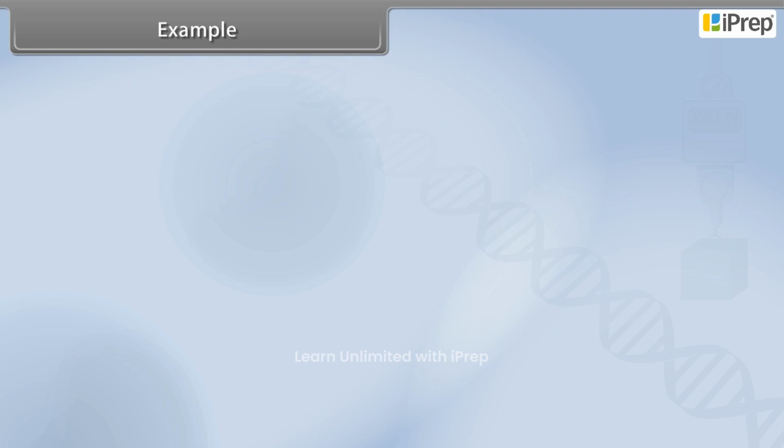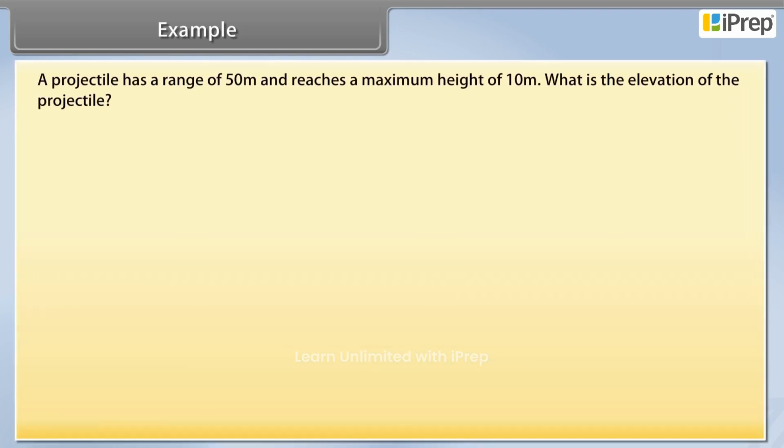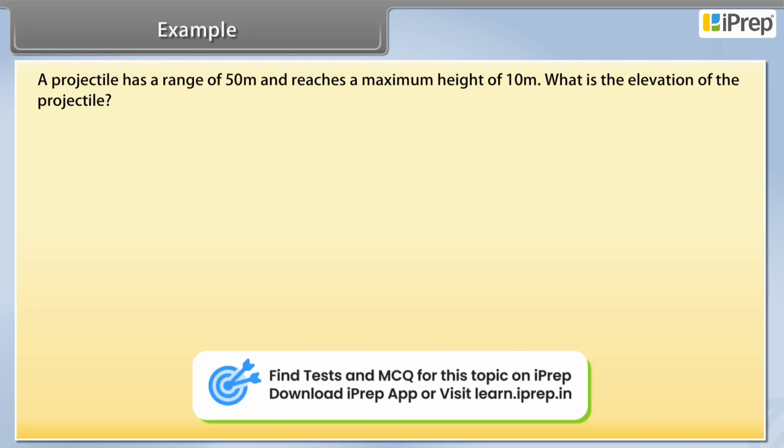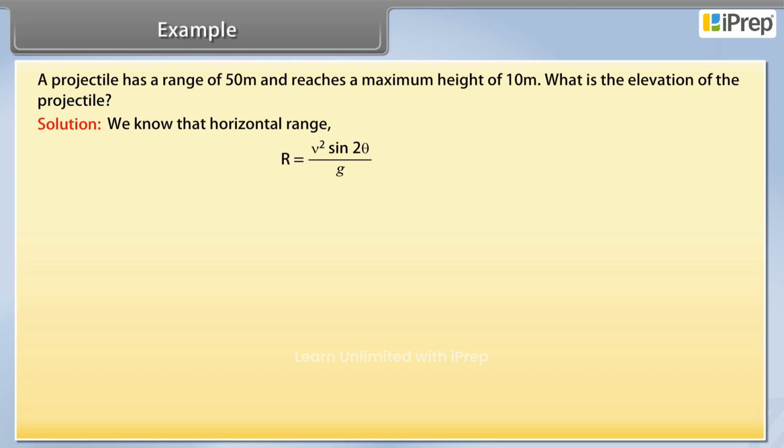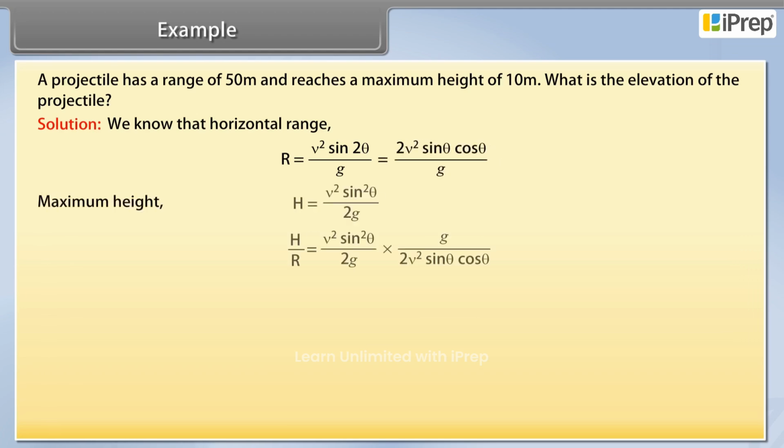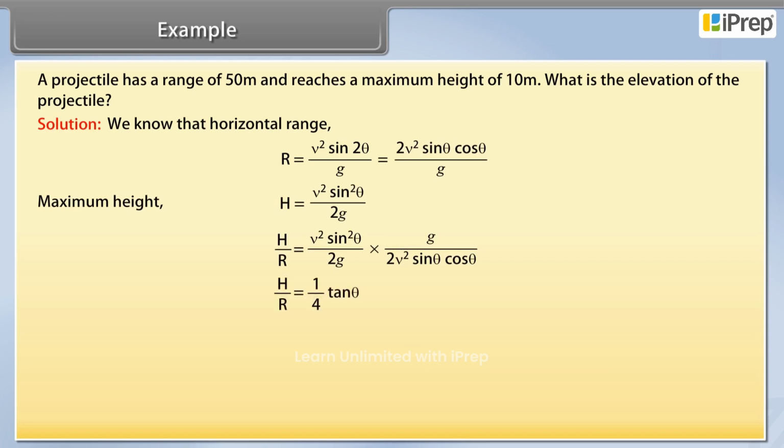Example. Let's take an example of projectile motion. A projectile has a range of 50 meter and reaches a maximum height of 10 meter. What is the elevation of the projectile? Let's see the solution. We know that horizontal range is equal to the product of v squared and sin 2θ divided by g. We derive the relation between height and range, given by h upon R is equal to 1 by 4 tan θ. On calculating this equation, we get the value of θ equal to 38.66 degree.